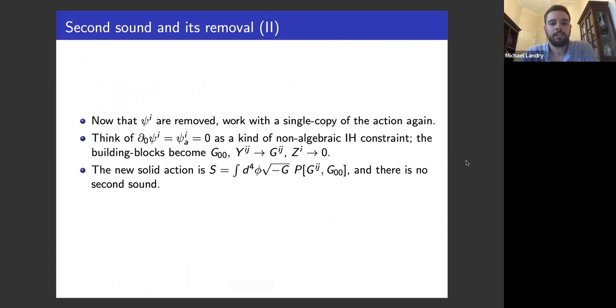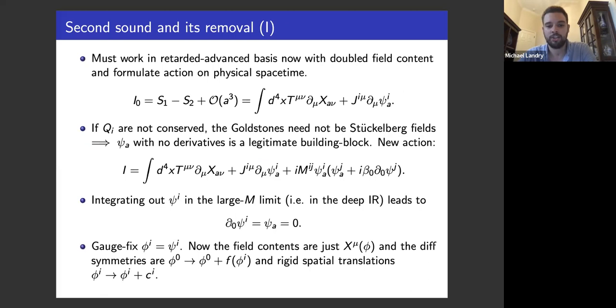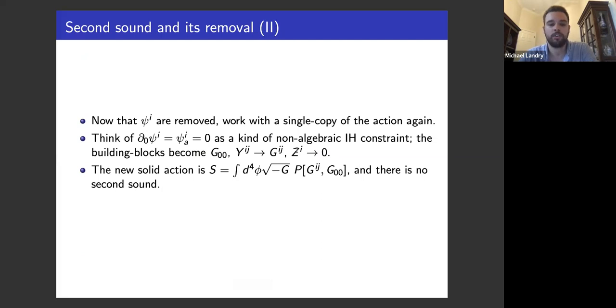So what we get now is, well, now that we remove these psi I's, we can once again work with just a single copy of the action. And when we impose these non-algebraic inverse Higgs constraints, this G00 component remains exactly the same. Yij gets converted into the spatial components of the inverse metric, pullback metric. And Zi is just sent to 0.